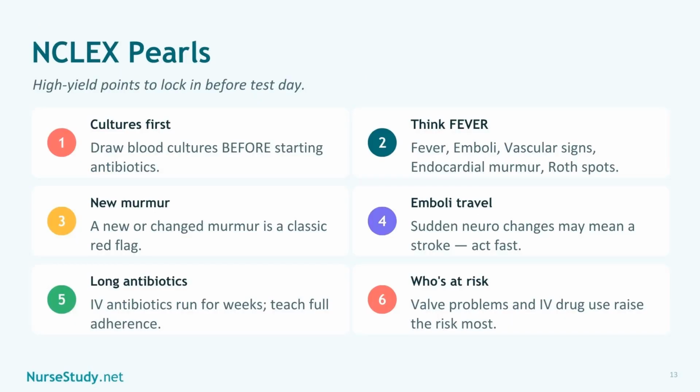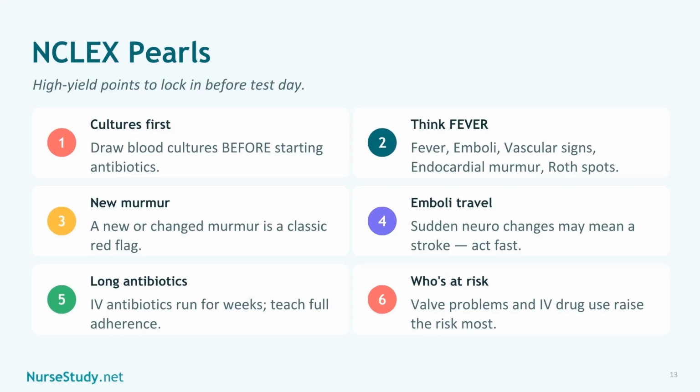NCLEX Pearls. Okay, let's lock in the high yield points you want fresh in your mind on test day. I've got 6 quick pearls. 1. Cultures first. Always draw blood cultures before starting antibiotics. 2. Think fever, emboli, vascular signs, endocardial murmur, Roth spots. 3. A new murmur is a classic red flag.